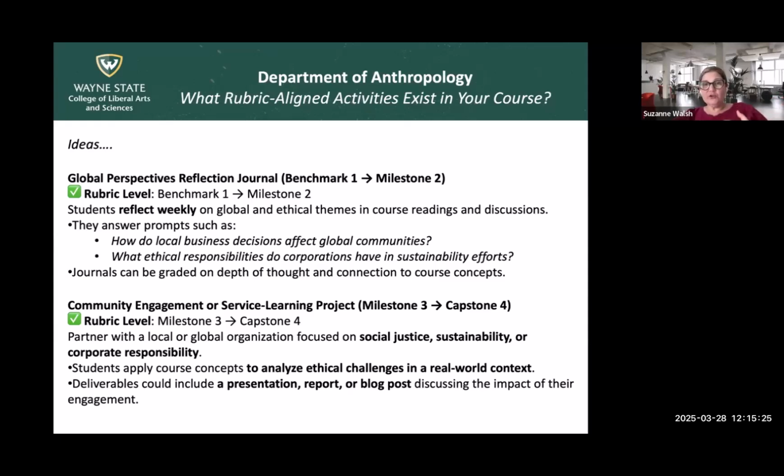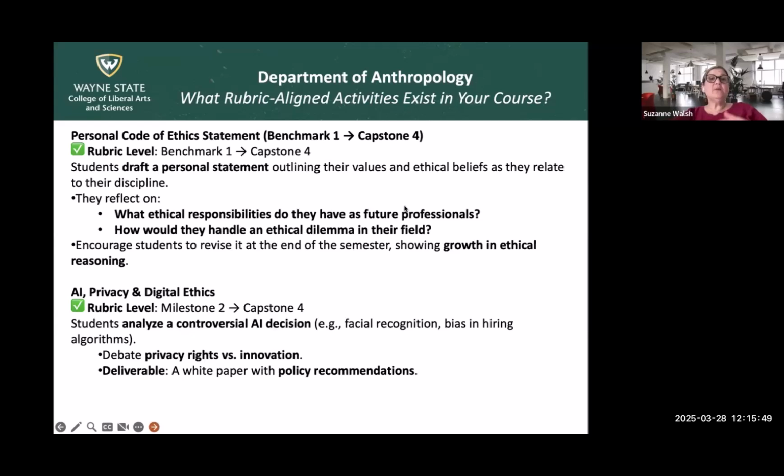So one could be a reflection journal. This would be a real basic type of thing, bringing them from a level 1 to a level 2. Another might be a more involved community engagement or service learning project. That would certainly take a lot more planning, might be appropriate for a 3,000 or a 4,000 level type of course, but would bring students from a 3 to a 4. Some other ideas might be a personal code of ethics statement. And this is one that actually could take students from a 1 to a 4, because it could build out the identify, action, etc., go from all levels.